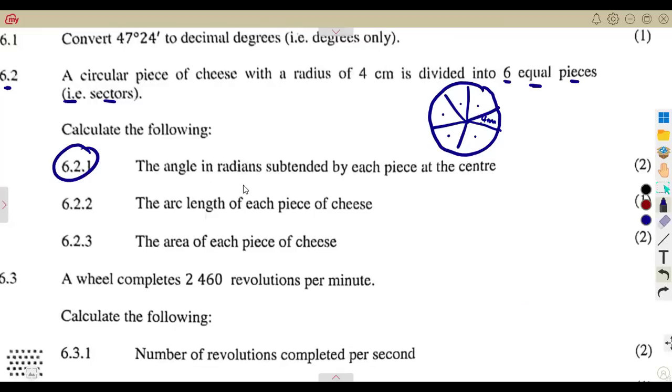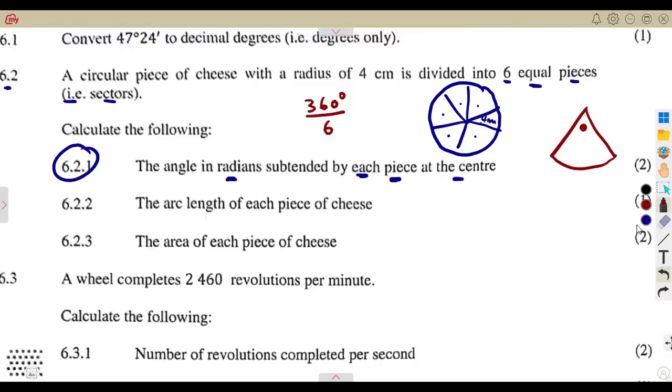Calculate the following: the angle in radians subtended by each piece at the center. Out of these 6 pieces, each is going to be represented like this as a sector. What will be the angle there? Remember, they are divided into 6 equal parts, so it is going to be 360 degrees divided by 6 if you want to write in degrees.